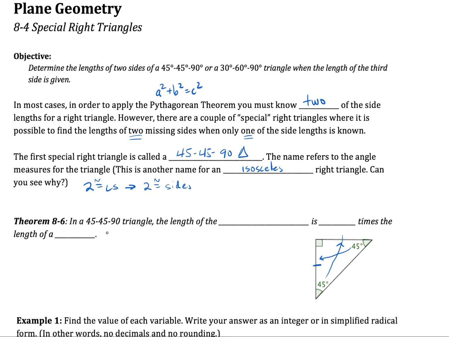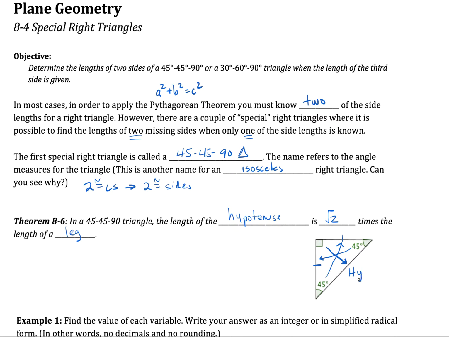Now, Theorem 8-6 kind of gives us the key for doing what we described up here, finding two side lengths given only one of the sides. It says in a 45-45-90 triangle, the length of the hypotenuse is the square root of 2 times the length of a leg. So in this 45-45-90 right triangle, we know that we have a hypotenuse, which will be across from the 90-degree angle.